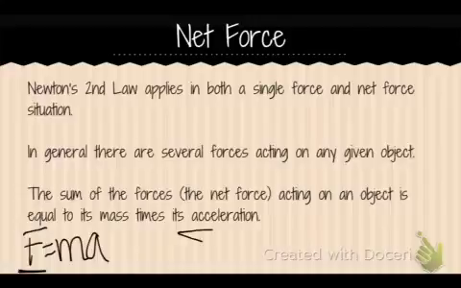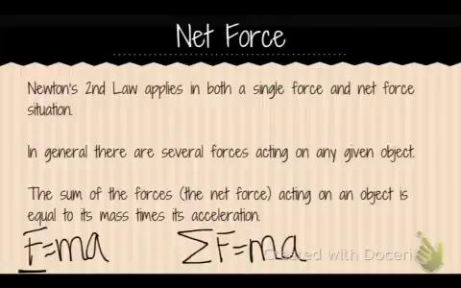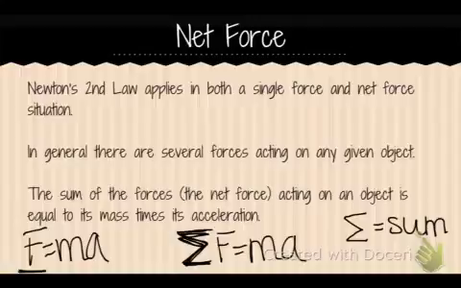Sometimes you might see it written like this, with the Greek letter sigma, which in math means sum. So the sum of the forces equals the mass times the acceleration. Occasionally you will see it written like that. If you ever see that, don't let it throw you off. It's just telling you that it's the net force, the overall force. I like writing it as just F equals ma because I think it's easier and less cluttered, and it makes as much sense written that way as the other way.